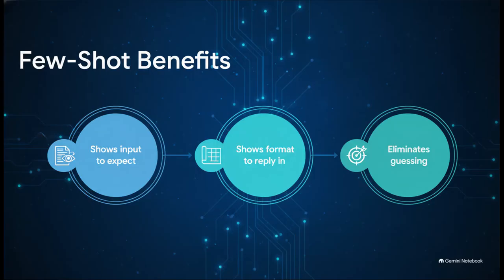So, why does few-shot prompting so fundamentally improve your output? It's because one single example accomplishes three massive goals at once. It shows the model exactly what kind of input to expect, it shows the precise format to reply in, and it completely eliminates the model's need to guess. It's just incredibly efficient token usage.